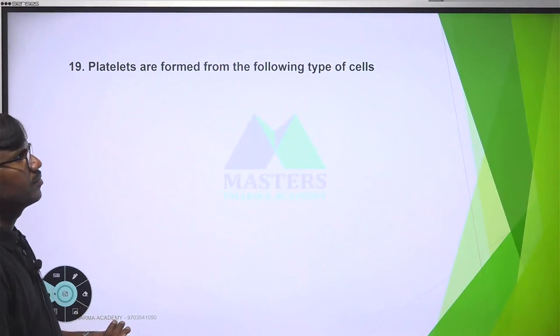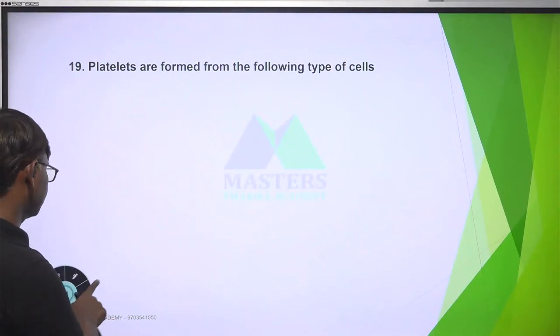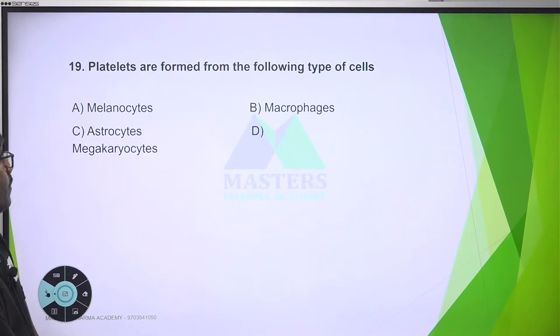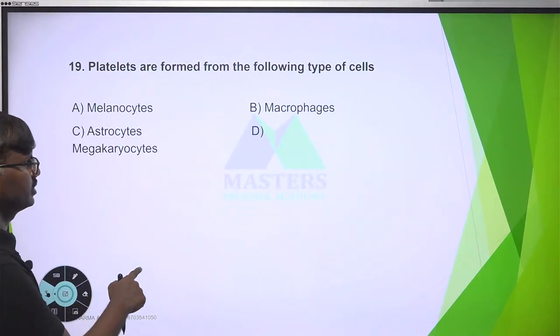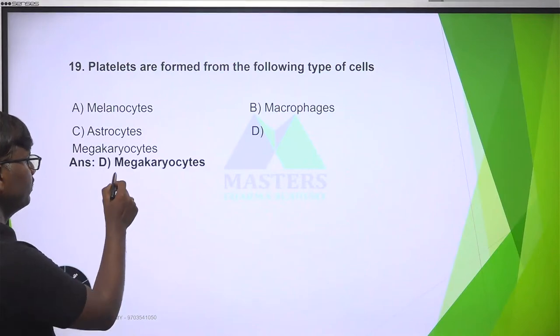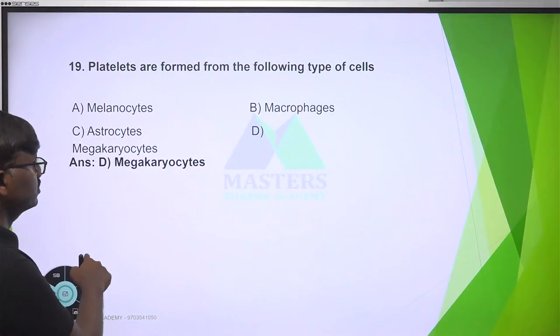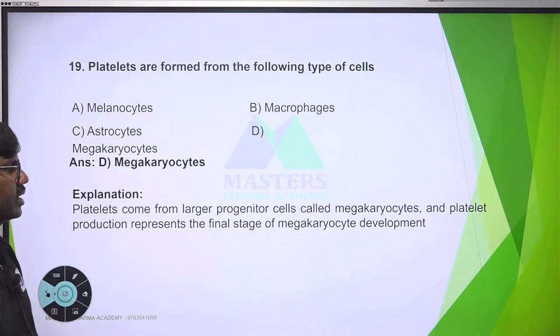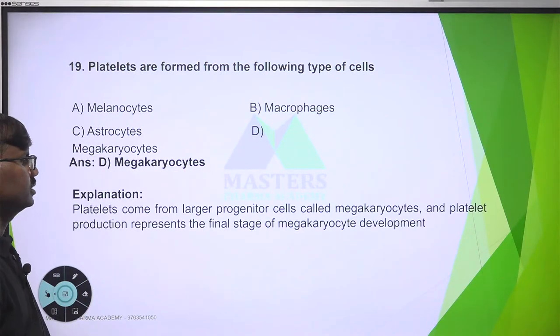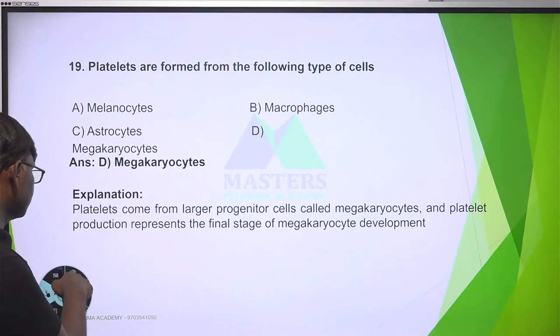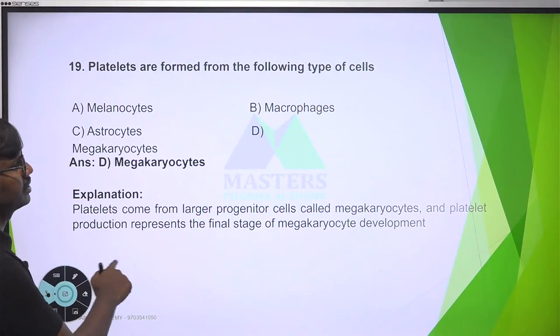Platelets are formed from the following types of cells: melanocytes, macrophages, astrocytes, or megakaryocytes. The answer is megakaryocytes. It's a simple question, don't waste the time. So platelets are formed from megakaryocytes.